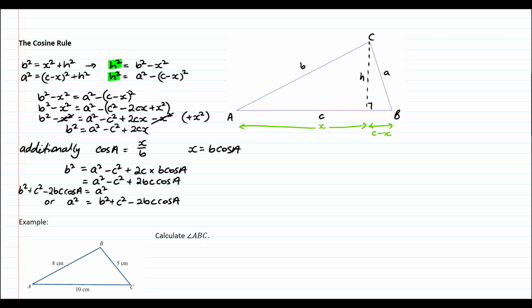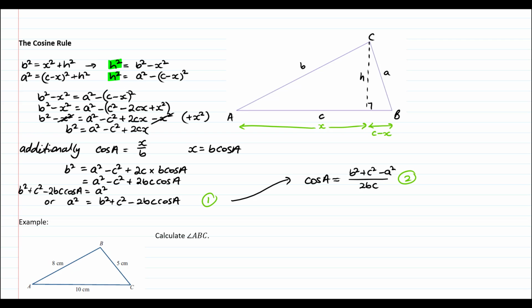But this is the first version of the cosine rule. Additionally, with some rearrangement, and I'll leave you to play with the rearrangement, we also have this. Cos of A, so if we have a missing side, is equal to B squared plus C squared minus A squared divided by 2BC. So there's our additional rule, and this one we'll call number 2.